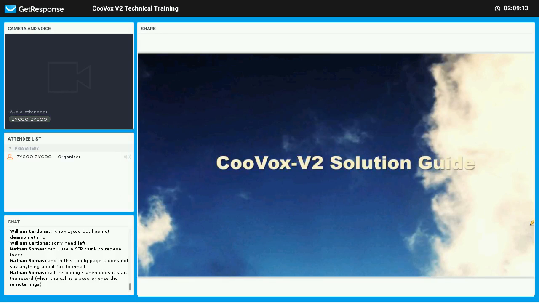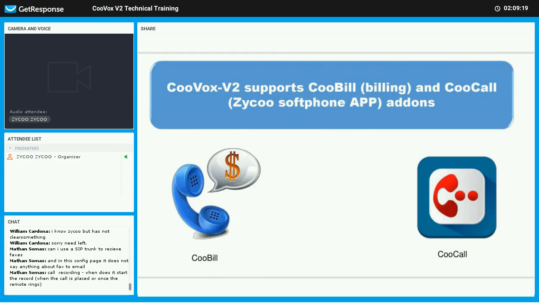Now we are moving to the CooVox V2 solution guide. In the CooVox V2 solution guide, it's just like add-on things. CooVox V2 supports CoBill and CoCall. CoBill is just for the billing software which is installed on your system, and CoCall is like a smartphone app.